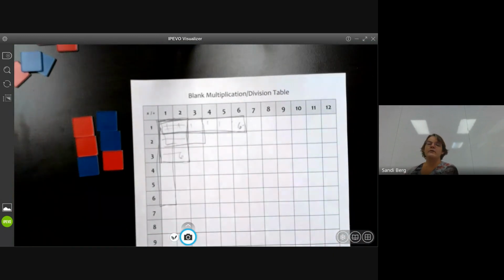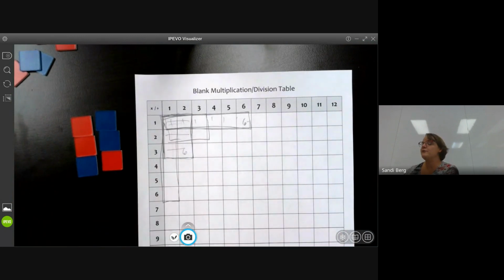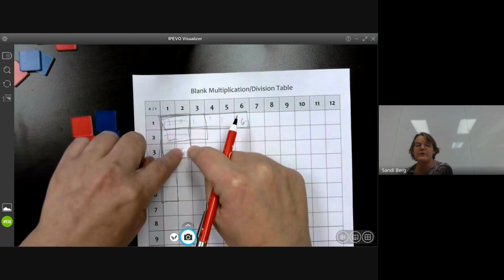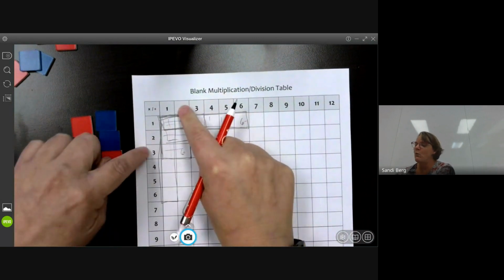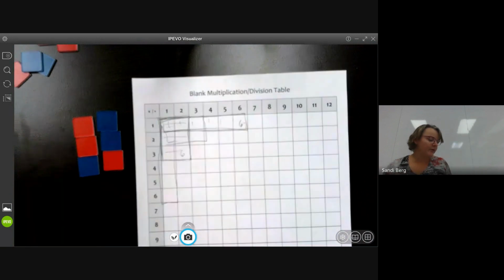So that students can get used to using a blank multiplication table rather than a filled-in multiplication table where all they do is this and they have no connection between why these actually make 6. So another nice little thing in order to do that.